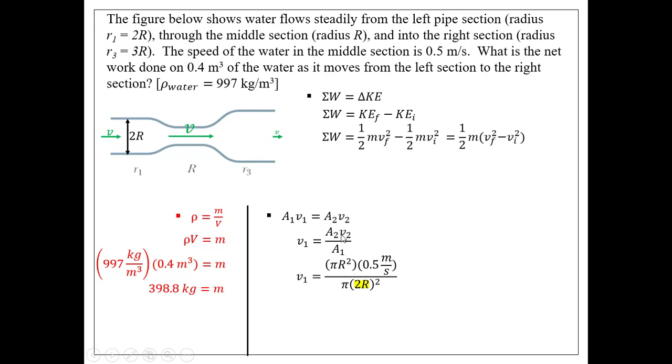V2 here is 0.5 because I want to go from left to middle, left being the first, middle being the second. So the speed of the middle section of the pipe is given as 0.5 meters per second.